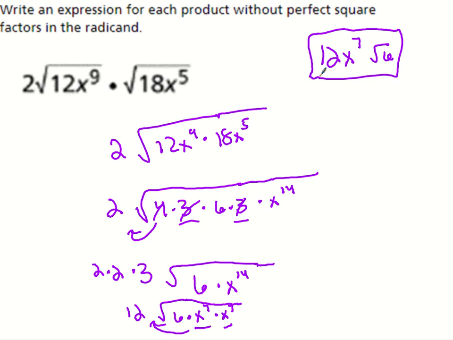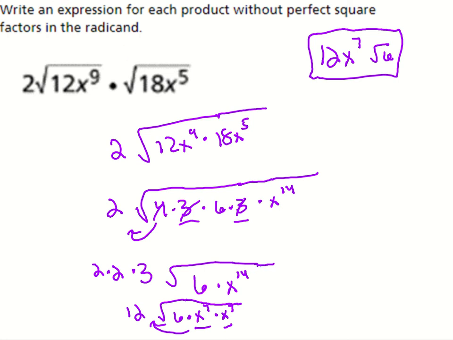And that's it. Okay, so one thing you'll notice is when you take the square root of x to the 14th, it's really just dividing it by 2 to make it x to the 7th. Okay, so that makes it a little bit easier. That's a nice little shortcut for you.